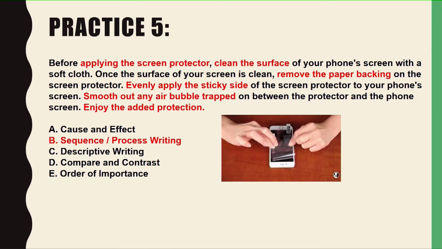Well, hopefully you said that the answer was B, sequence or process writing. Here, it clearly tells us in the very first sentence or phrase that we are going to be applying a screen protector. So we know what we're doing in this passage. And then it tells you the simple steps. 1, you clean the surface. The next step is to remove the paper backing, evenly apply the sticky side, smooth out any air bubbles trapped, and enjoy the added protection. This passage clearly maps out the sequence or process.